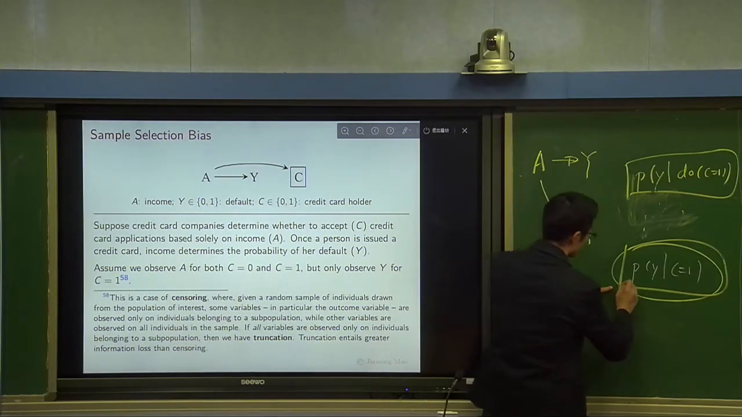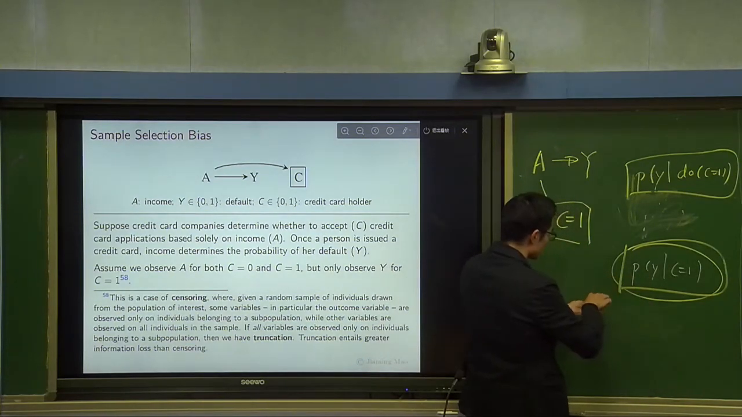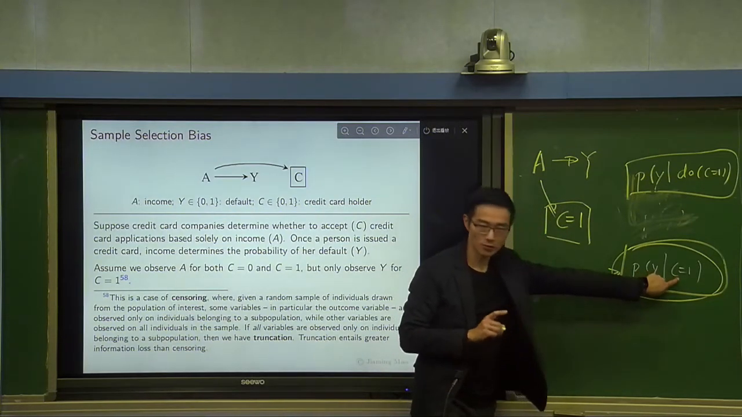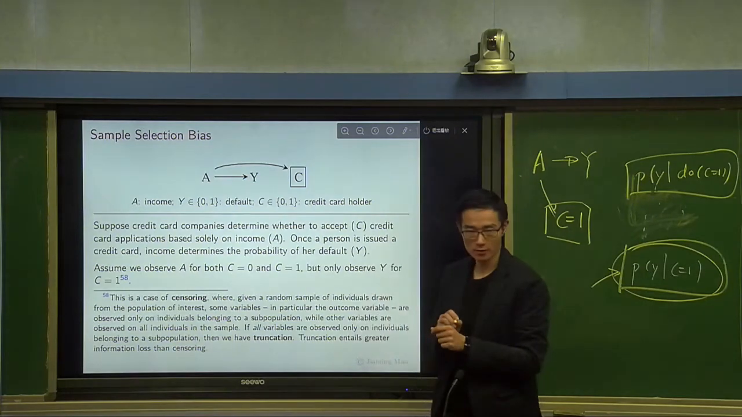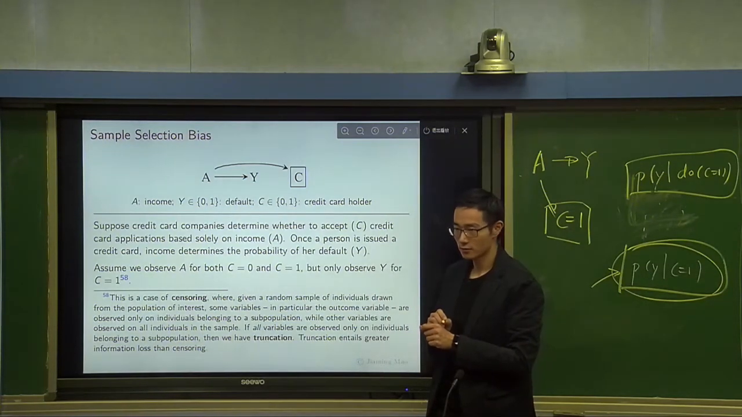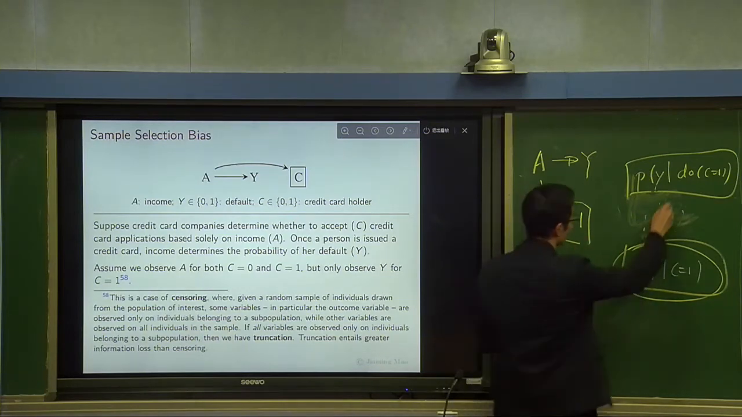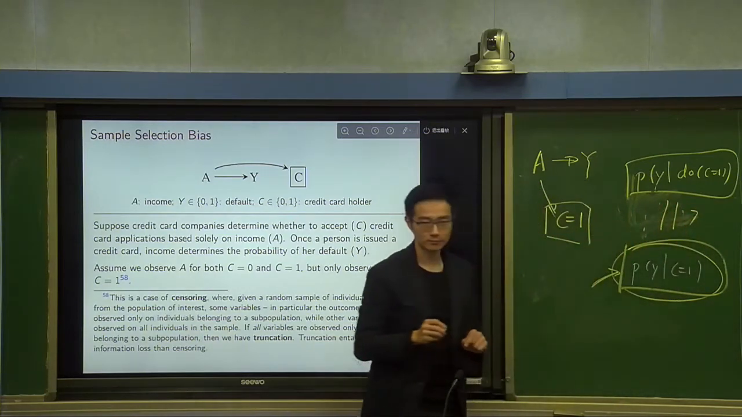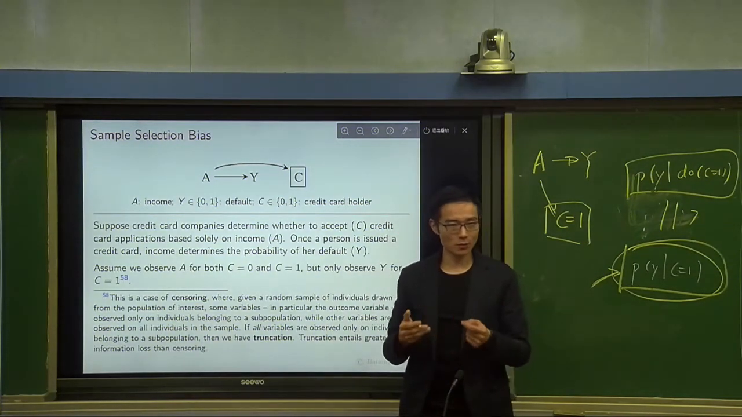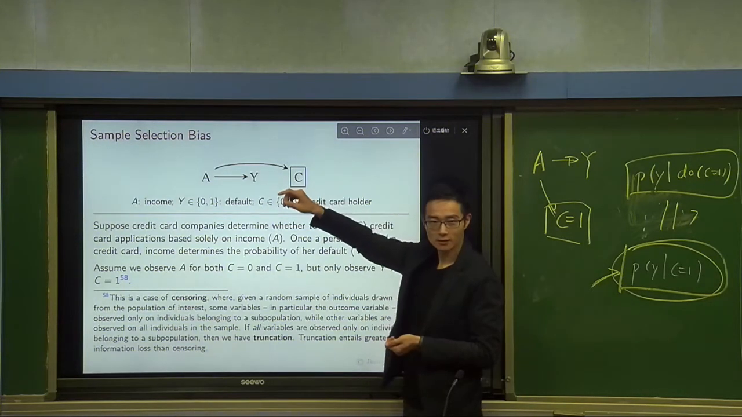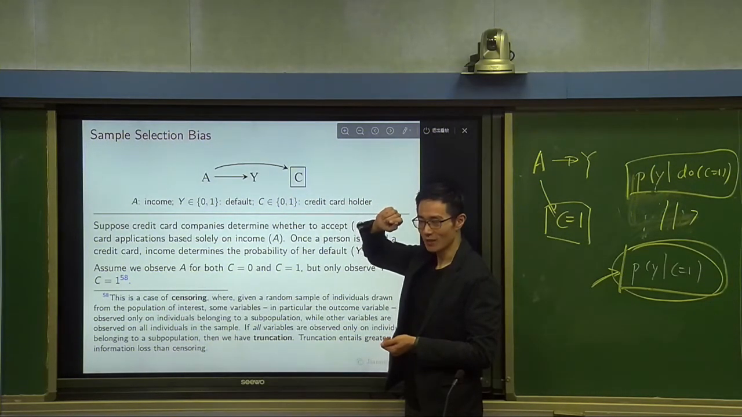So the question is, does P(Y | C = 1) tell me the causal effect? Or not? Because I actually see this one, I do not see the other. So the first question is, are they equal? If they're equal, how do I judge whether they're equal? Are they equal? Why?